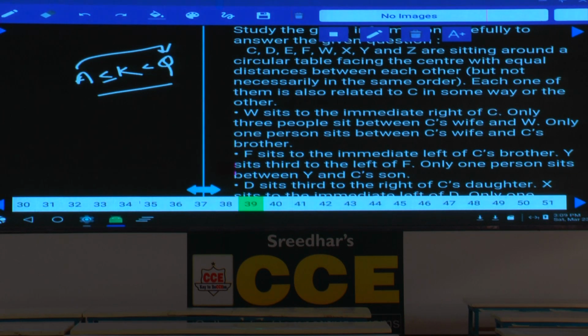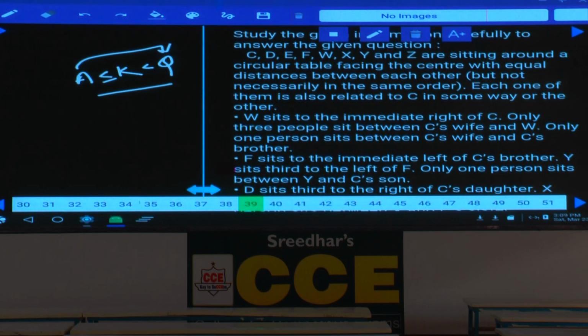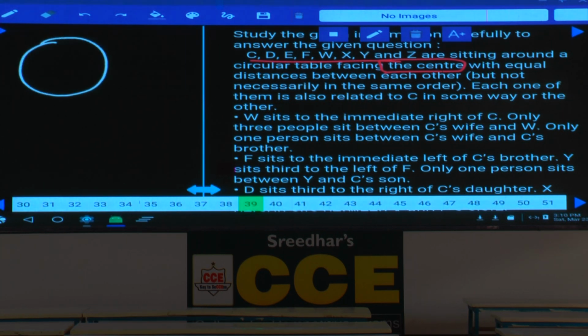Now question number 74 to 78. These questions are based on circular arrangement. C, D, E, F, W, X, Y, Z are the 8 persons seated around a circular table facing the center with equal distance between each other, isn't it? Now information clearly given, these persons are facing the center. As these persons are facing towards the center, now we need to write down like this: 1, 2, 3, 4 and 5, 6, 7, 8.